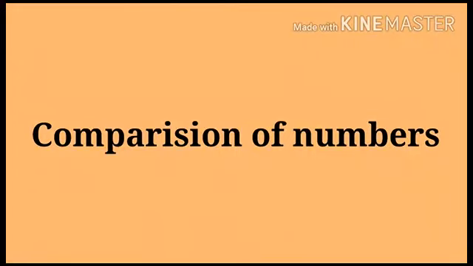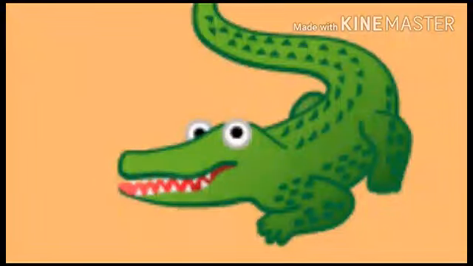Next one, comparison of numbers. What is comparison? Here we have two numbers. We should compare which number is bigger or which number is smaller. I will tell you a story. Please listen carefully, okay? There was an alligator. This alligator always wishes to eat a lot of fish. What do you mean by a lot of? Yes, it is a bigger number of fishes. It always faces the bigger number.